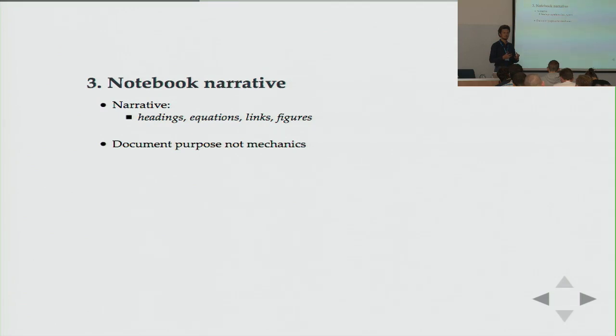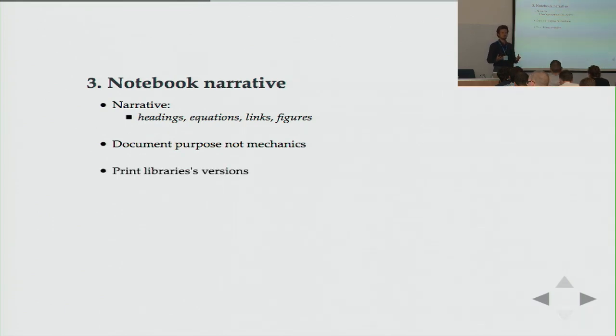When you document and describe your analysis, document purpose, not mechanics. This is a general concept. It's not only in the notebook. When you write docstrings, you don't want to explain the implementation details. You want to explain the purpose. You want to not be too long in the explanation. Try to be short but precise.